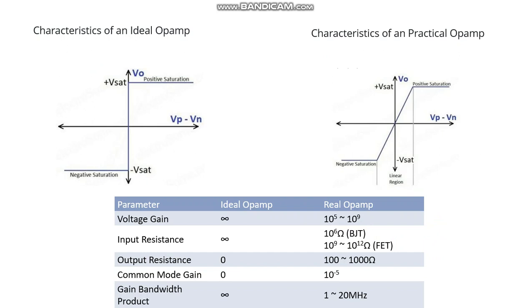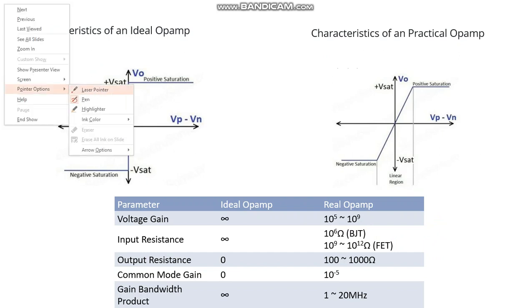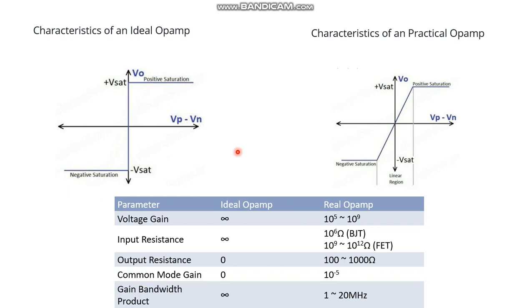Ideal op-amp characteristics are something like this. But practically, it is like this. So we have positive saturation and negative saturation like this. The plus V and minus V we are applying at the supply terminals act as the saturation limits for the op-amp. So ideally, it is like this output voltage. Practically, due to the slew rate limitation, it is like this.